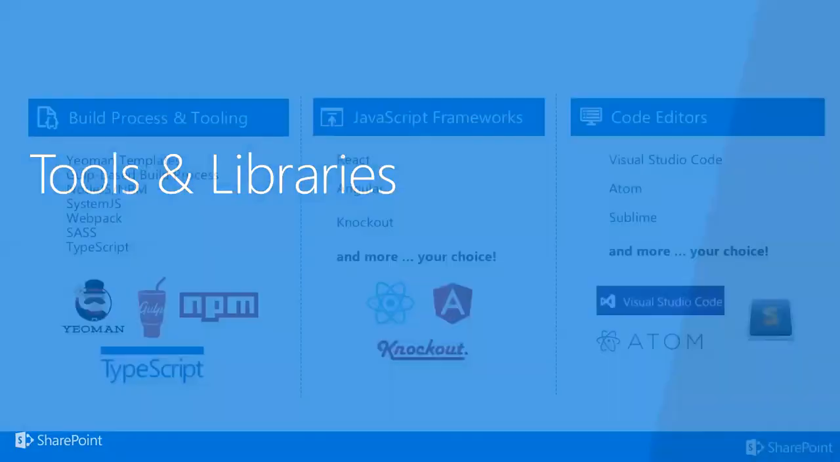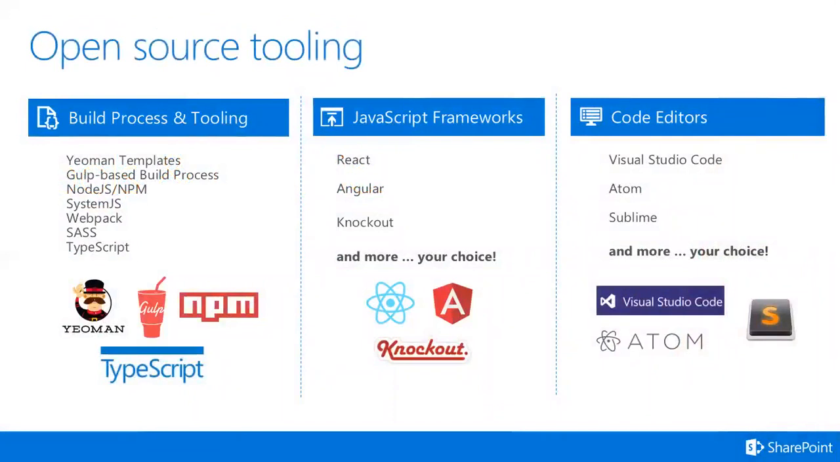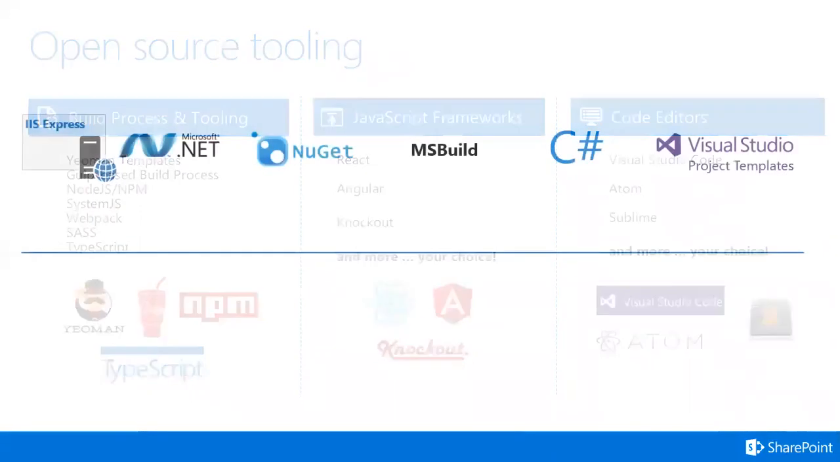So tools and libraries. What are the open source tooling this SharePoint Framework, or we during this training, will be using? For build processing and tooling, we will be using Yeoman, Gulp, NPM, and TypeScript. JavaScript framework, we will be using React, and also at the same time, no JavaScript framework, because I will start my demo with initially no JavaScript framework so that you people can gel around with all the files, and then we'll move towards React once we complete our React training. And code editor, you can use any one of them, Atom, Sublime, or anyone. I will be using Visual Studio Code. So this is the open source tooling which we can use.